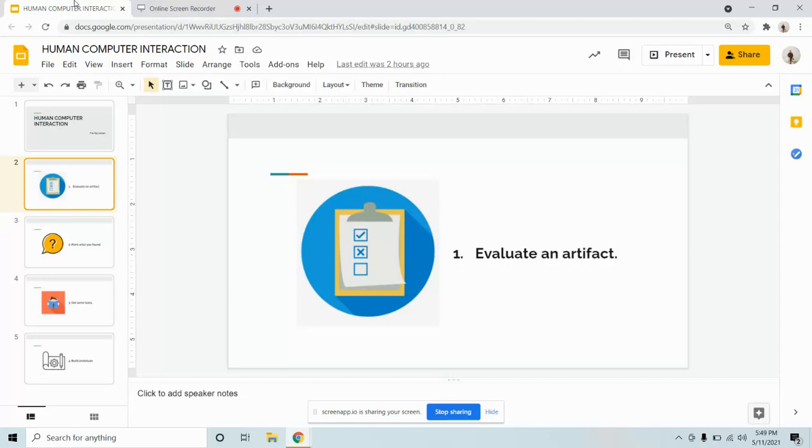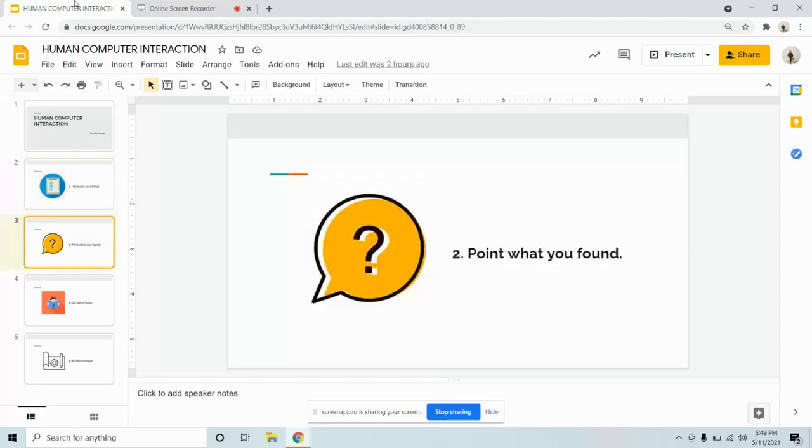It does not need to be a lengthy description. So, you may include a description of the artifact, its purpose, its function, kinsa man ang intended user, and who developed it, who programmed it, or who manufactured it, etc. Okay, so the next slide will contain your point.